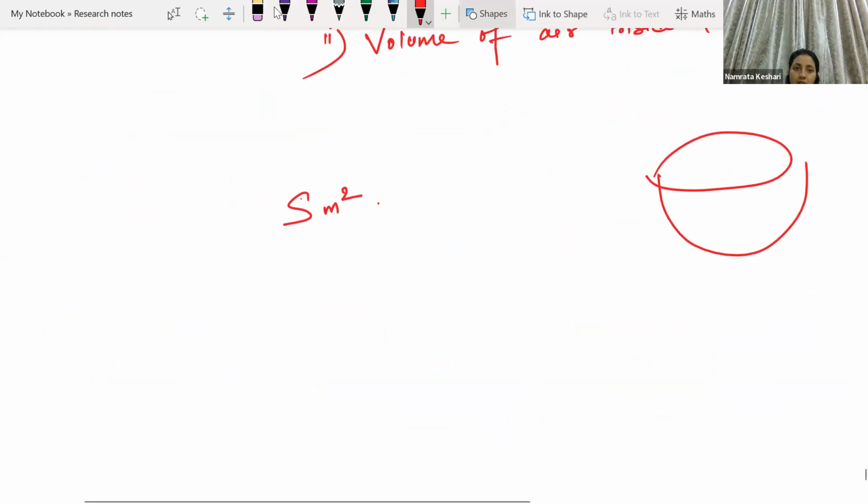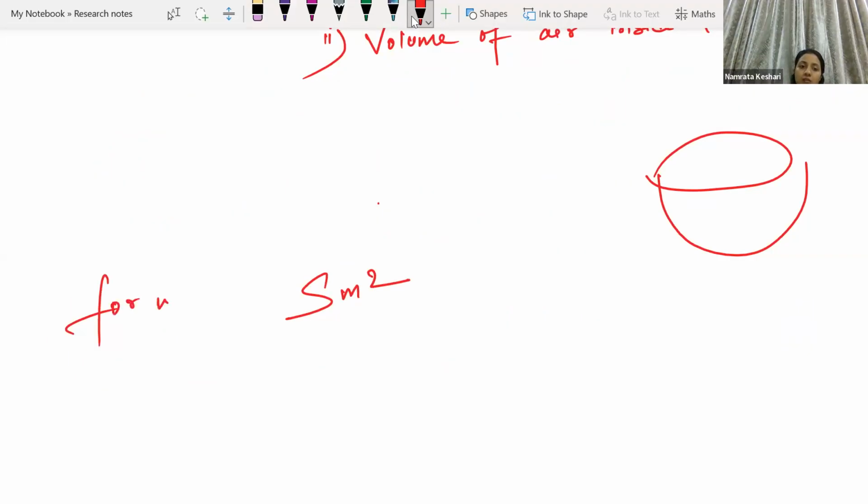You can understand it this way as well: for whitewashing S meter square, the cost is whatever the cost is. What was the cost?